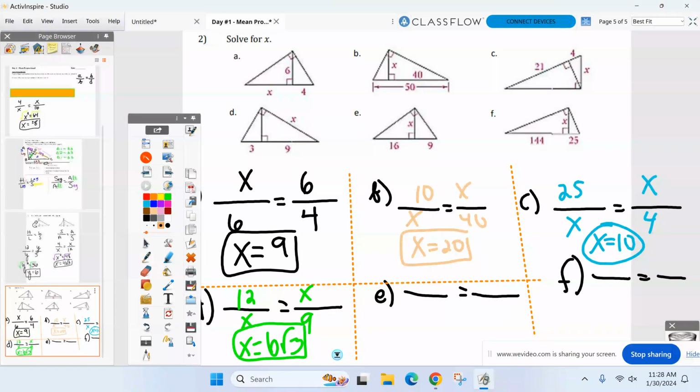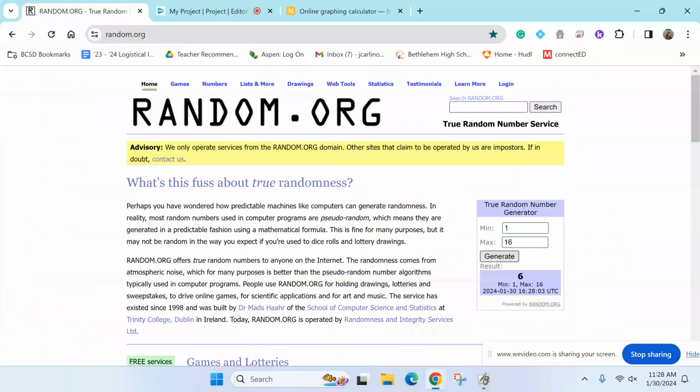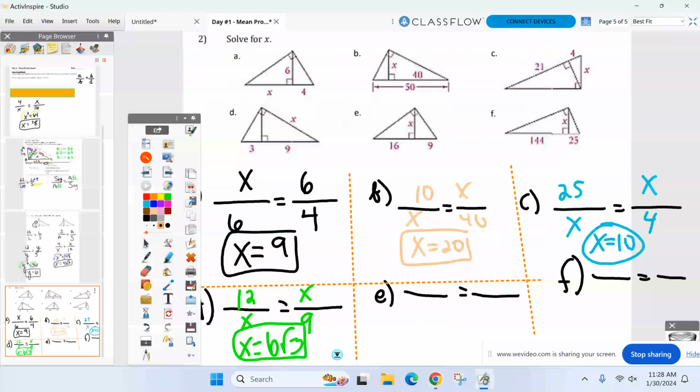All right, next up, E. This is your last opportunity, it looks like, based on my answer here. And Olivia already went, so. Ooh. Woo! 13. Christina, you ready for this bad boy? What do you got for me? 16 over x equals x over 9. Good. And then x equals 12. You got it.